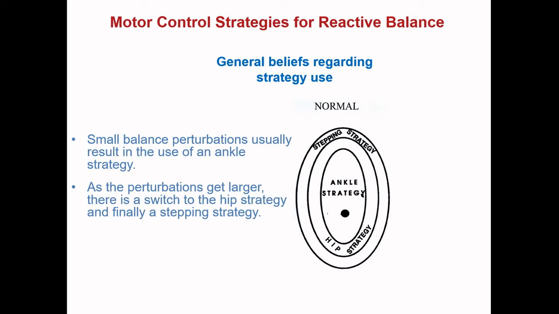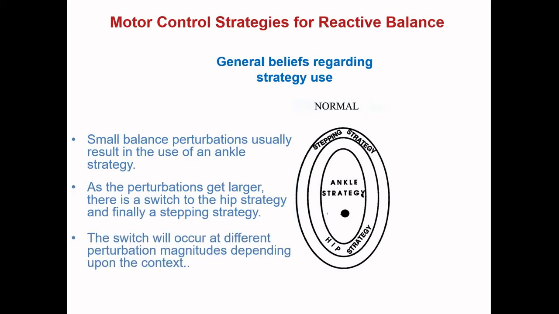The schematic shows how we expect strategy to change as a function of perturbation magnitude. This particular schematic represents normal stance, that is, when both feet are in contact with a firm ground surface. The next general belief about strategy use is that the way in which strategies are used will vary depending upon the context.